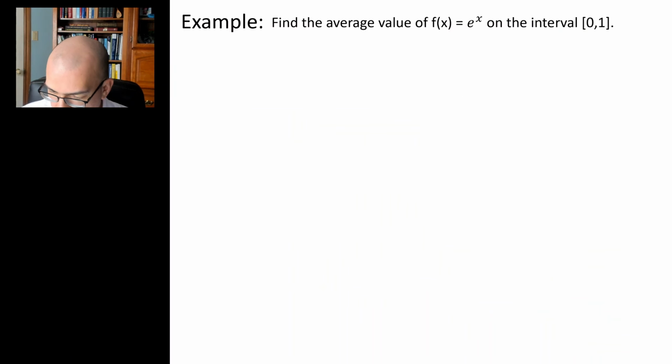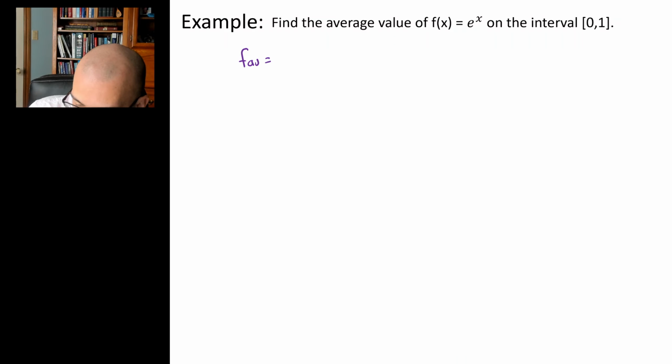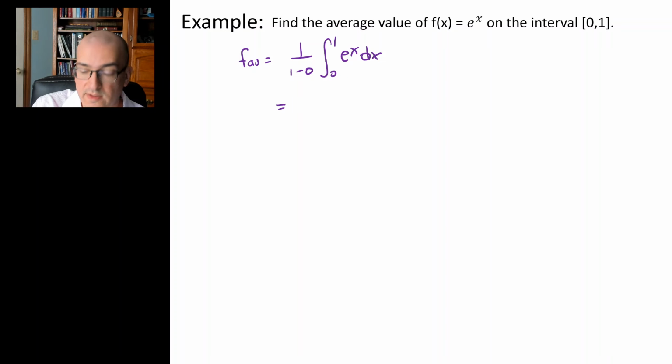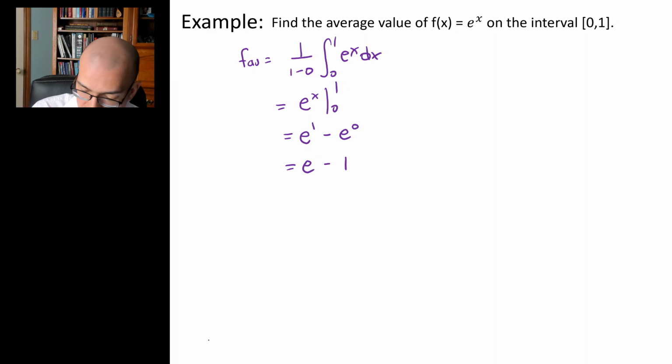All right. Here's another one. Find the average value of the exponential function e to the x from 0 to 1. So f av is equal to 1 over 1 minus 0 times the integral from 0 to 1 of e to the x dx. So just 1 over 1. So just e to the x evaluated from 0 to 1. So we have e to the 1 minus e to the 0. So e minus 1 is our answer. That's the average value of the function.